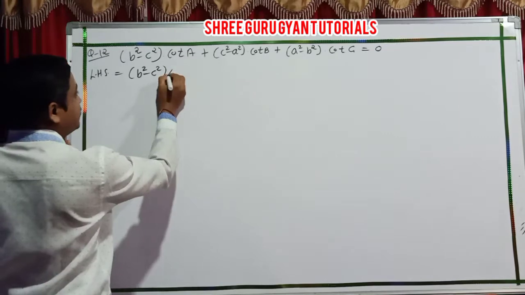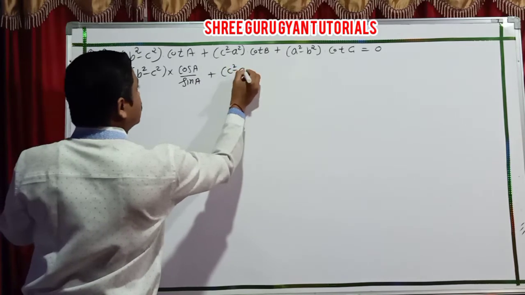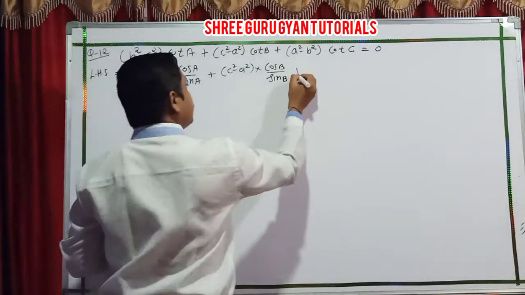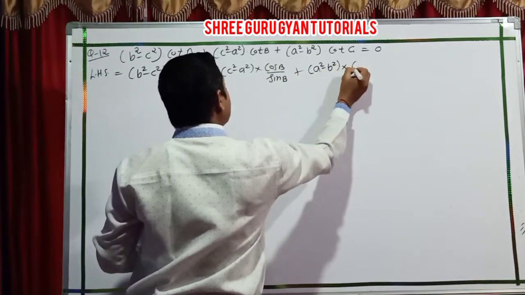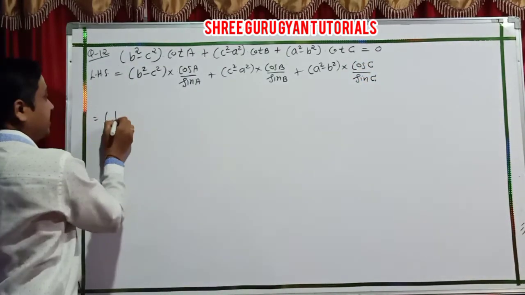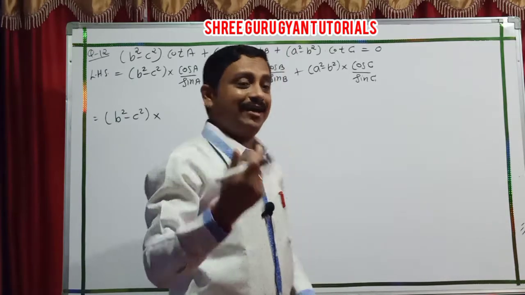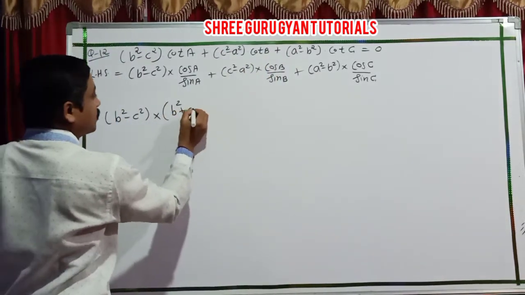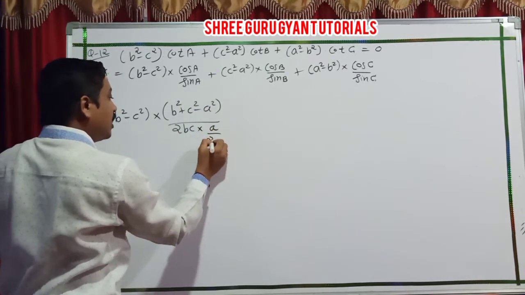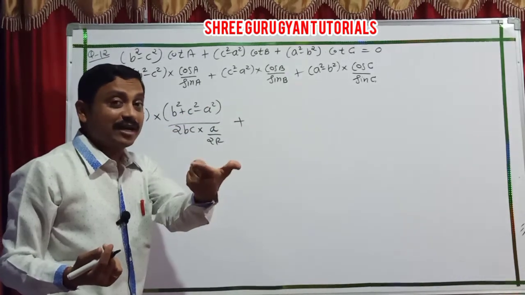For cot A, I write down cos A by sin A. Same for the others: cos B by sin B, and last cot C is cos C by sin C. Now I operate the cosine rule. Generally known, cos A is b square plus c square minus a square upon 2bc. And what is sin A? Sin A is a by 2r, because a by sin A is equal to 2r.